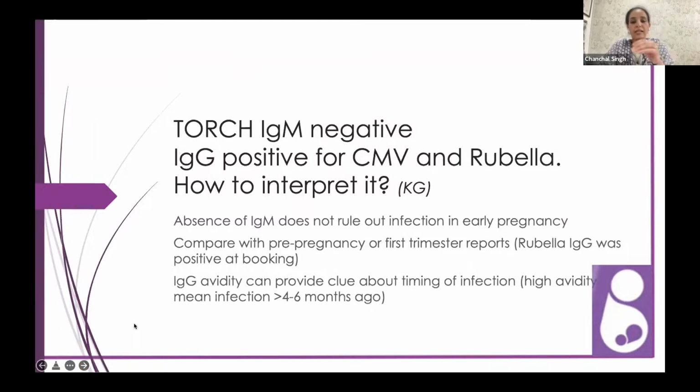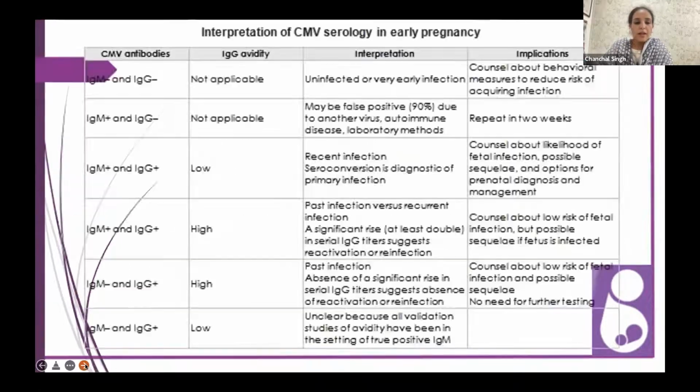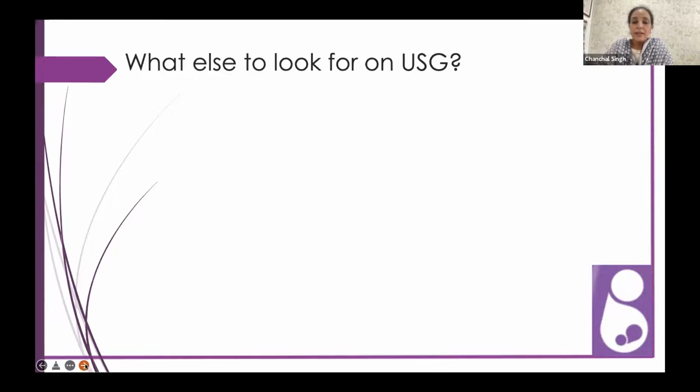As you very nicely elaborated, the absence of IgM does not rule out infection in early pregnancy. It could have happened in early pregnancy, and now the IgM is negative and IgG is positive. You always compare it with pre-pregnancy or first trimester reports, but most of us would do only rubella testing in early pregnancy. And you've already made the point that no guideline tells us to do a routine CMV test. Because in this case, you already have an ultrasound finding, so absolutely, I would go straight away for an amniocentesis.